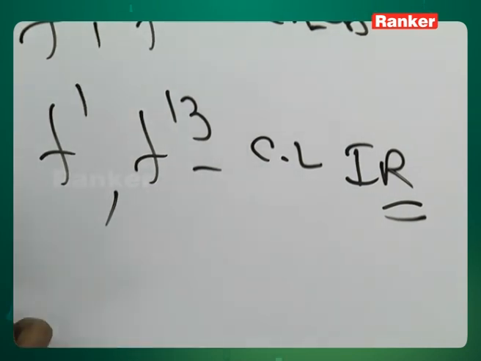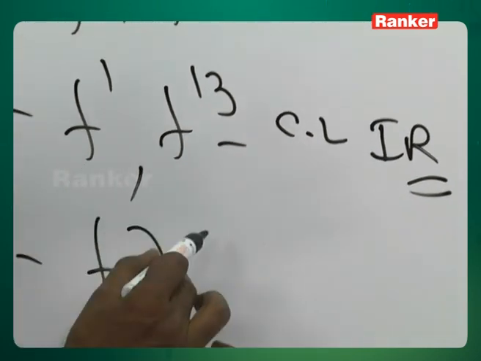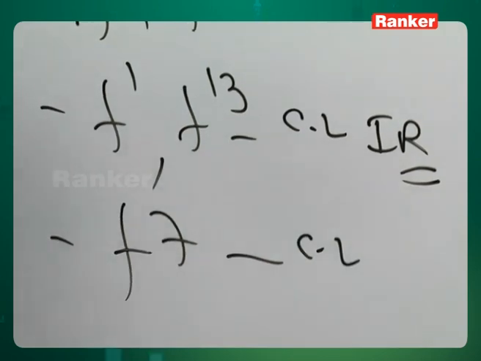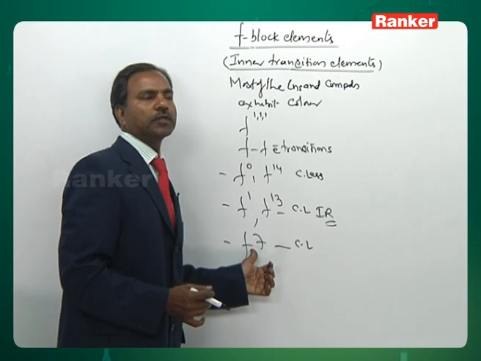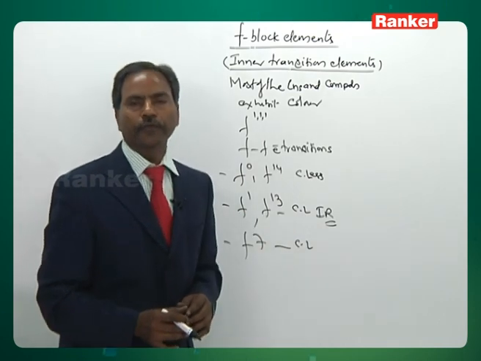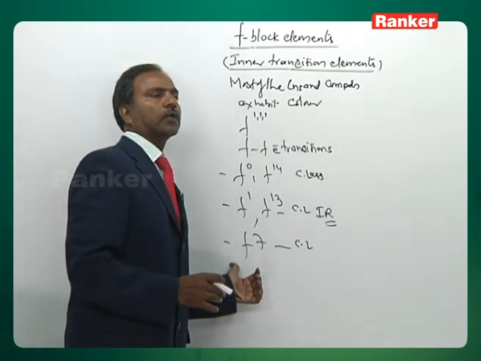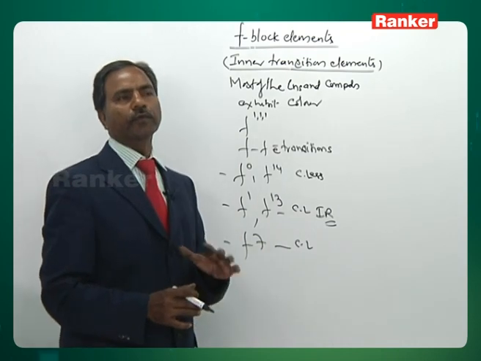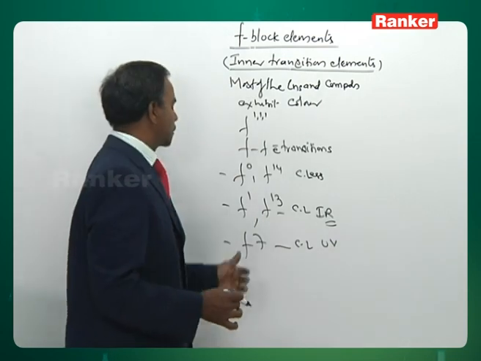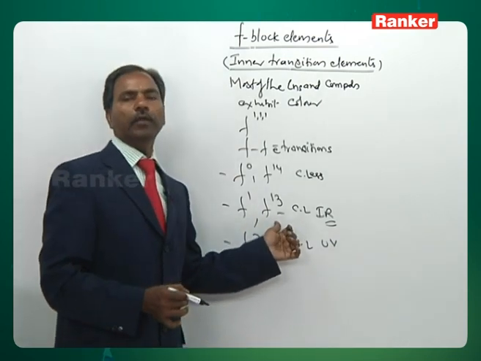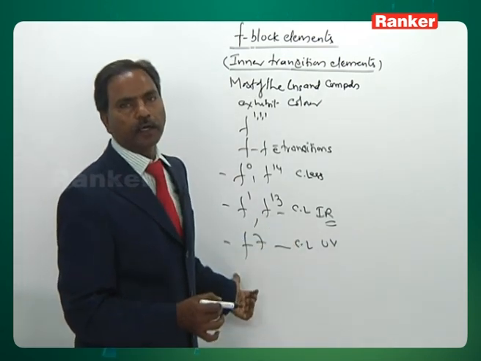Coming to the next point, the f7 electronic configuration is also found to be colorless. Wherever the f7 electronic configuration is there, 7 unpaired electrons are there. Still, in the case of the f7 electronic configuration, lanthanide compounds do not exhibit color. It is due to UV absorption. So f1 and f13, even though they carry unpaired electrons, are still colorless.